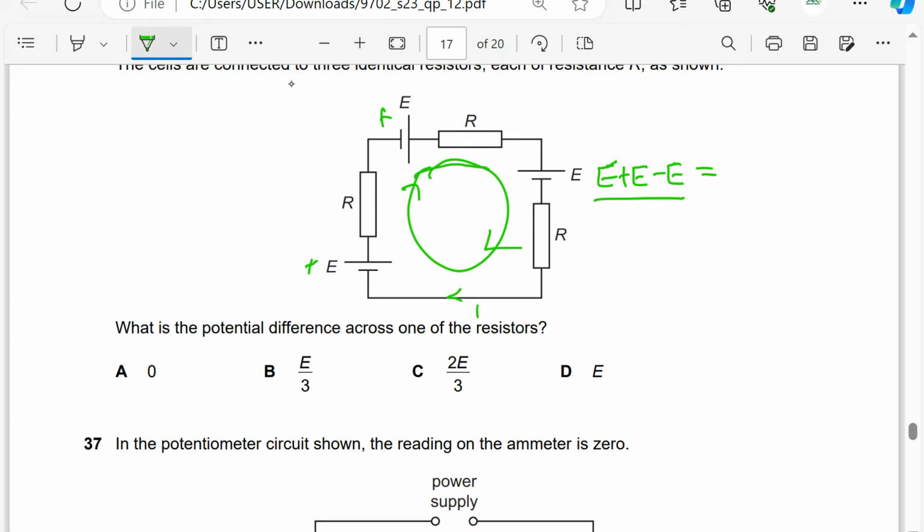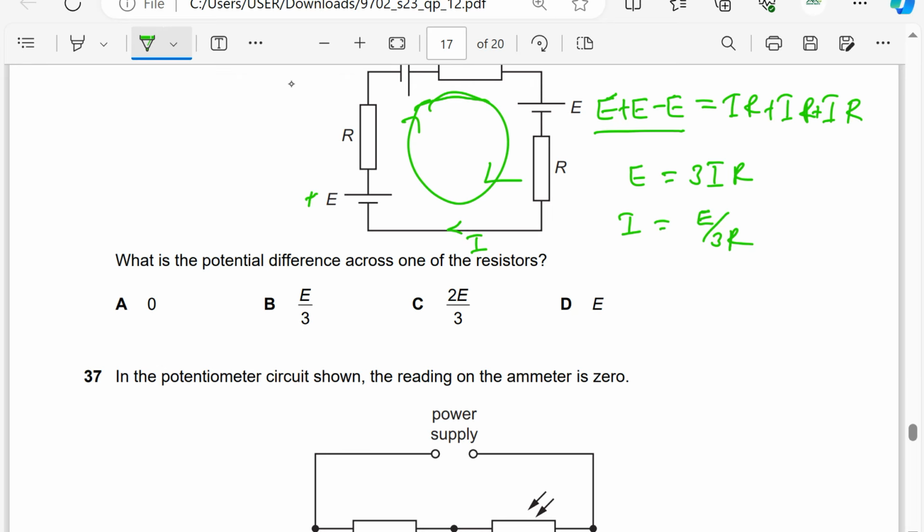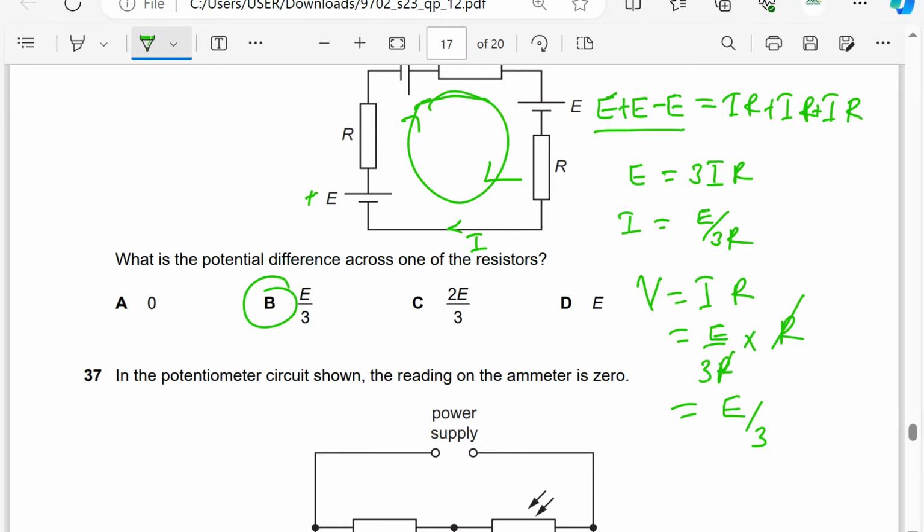The current through them is of course the same. Let me call it I. So we have I times R plus I times R plus I times R. It means we have that E, because one cancels, is going to be 3IR. So the current flowing in the circuit is E divided by 3R. What is the PD across one of the resistors? V is equal to I times the resistance, which is E divided by 3R, times R. So R cancels out, and you have 3E over 3. So the answer is going to be B.